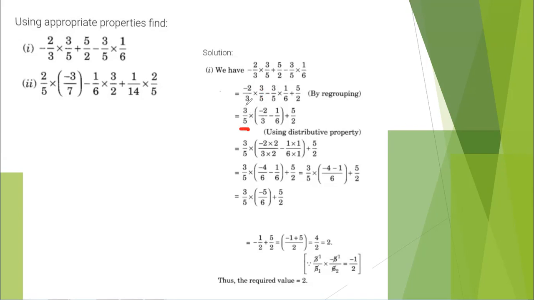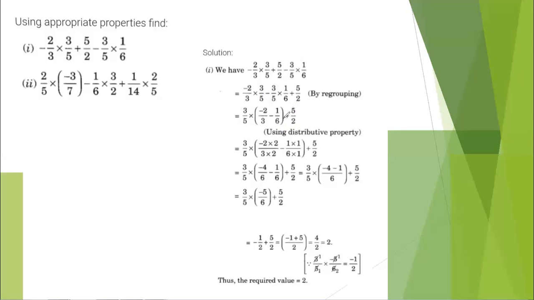So 3 by 5 is written outside the brackets, and in the brackets the leftover rational numbers which are minus 2 by 3 and minus 1 by 6. How do I say minus 1 by 6? It is because of this minus. Alright. So these rational numbers are written in the brackets. The leftover rational number which is plus 5 by 2 is written as it is.